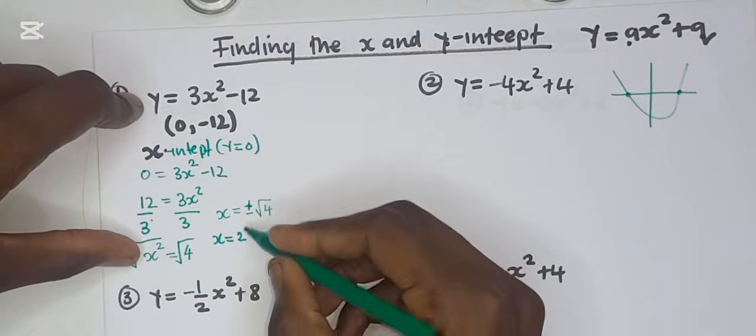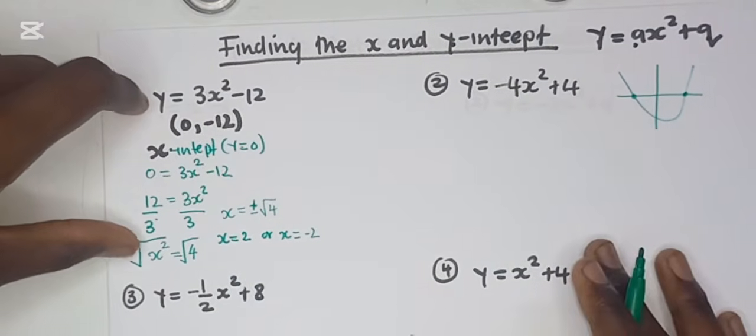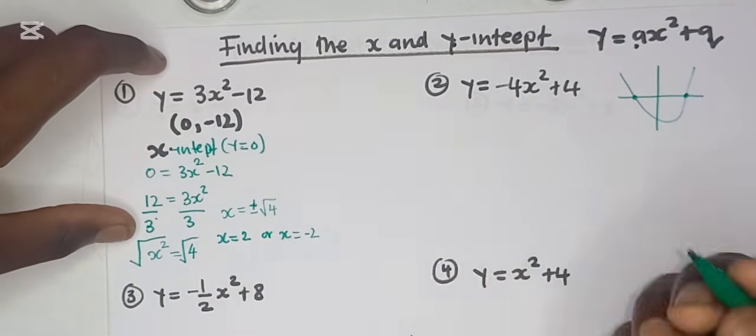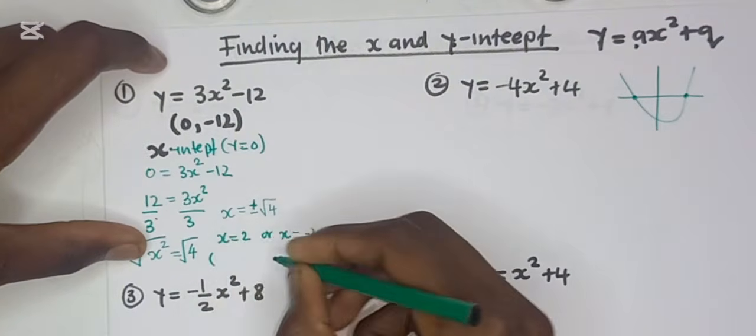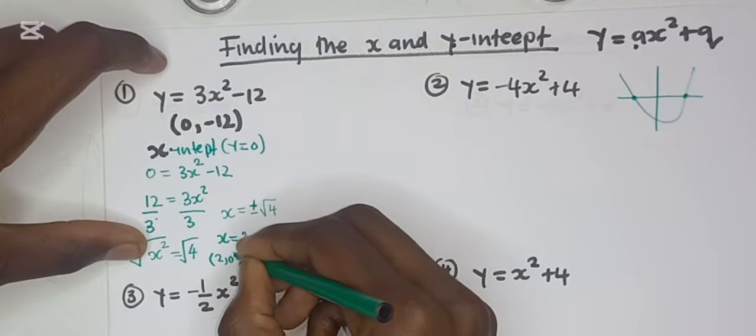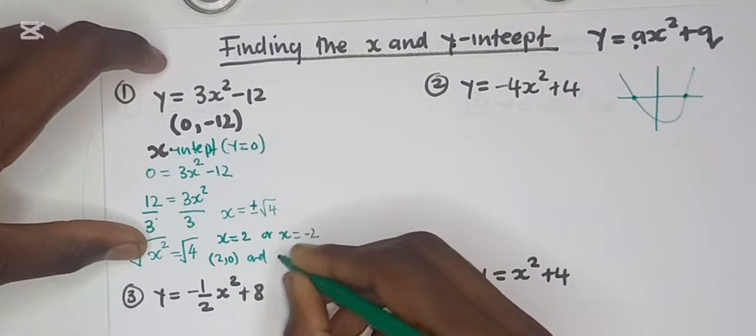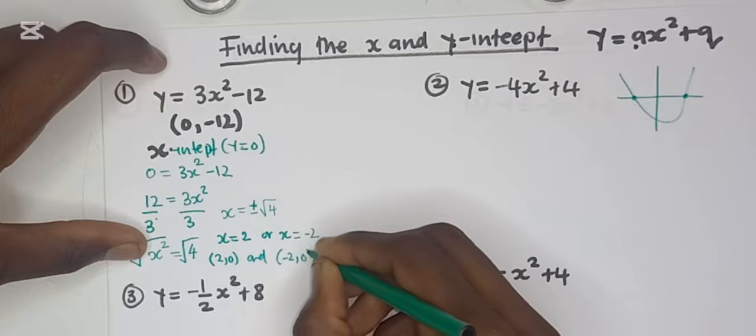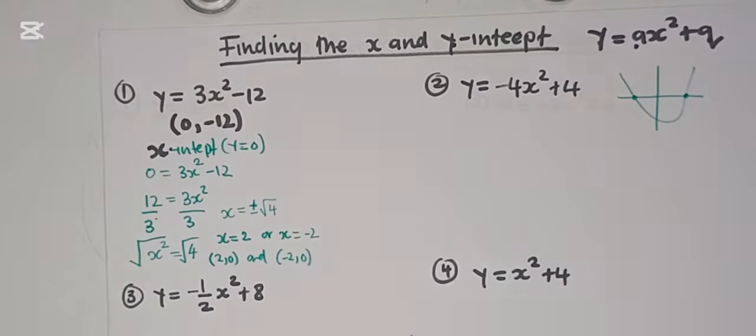And remember, this is not an x-intercept, it's the x-coordinate. The x-intercept is the coordinate that they are looking for. So our coordinates are going to be (2, 0) and (-2, 0). So these are our x-intercepts.